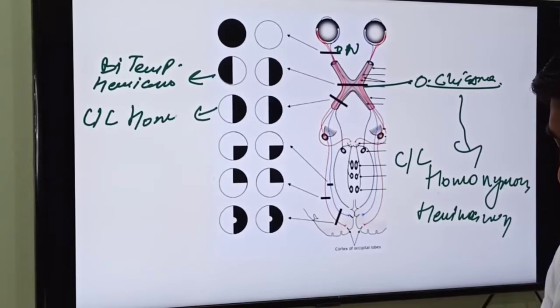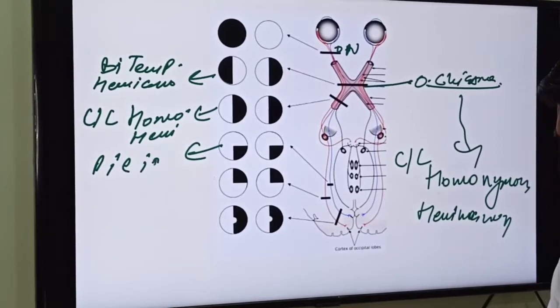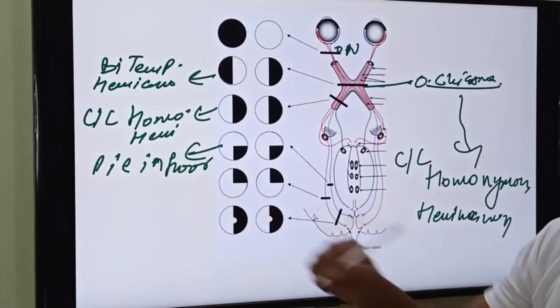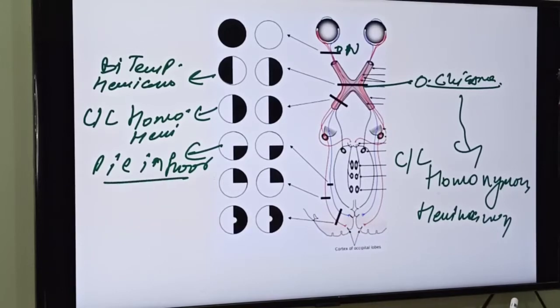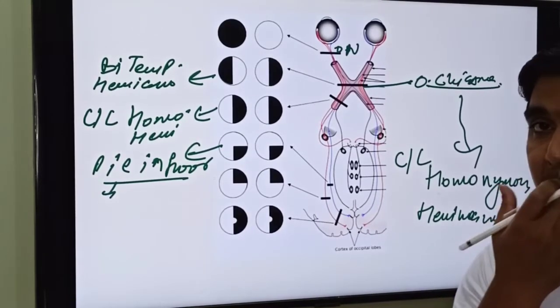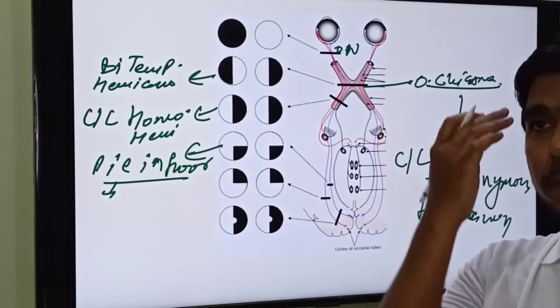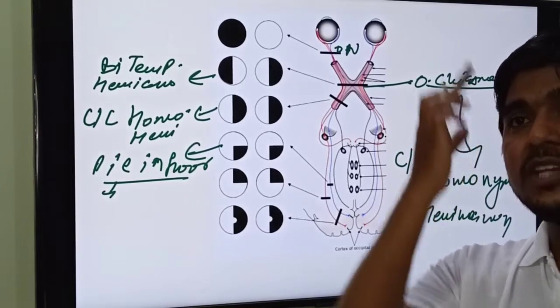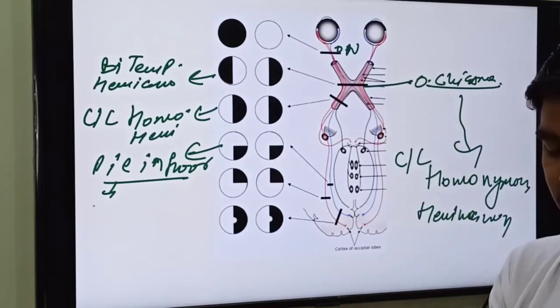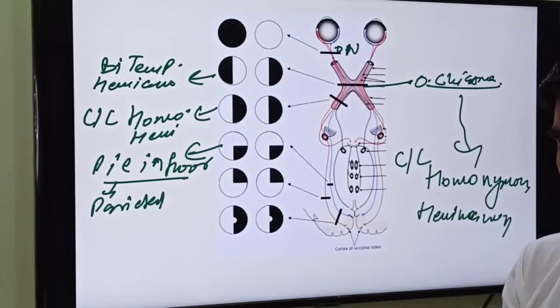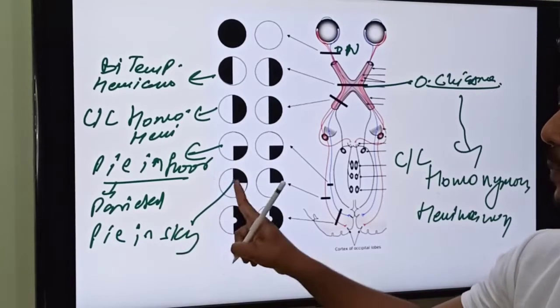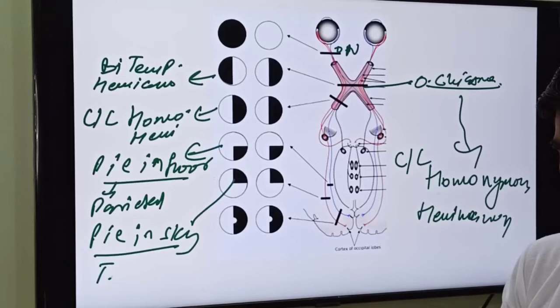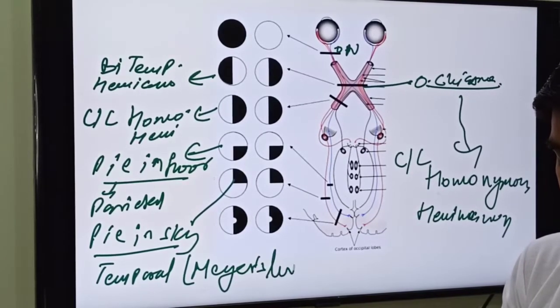Contralateral homonymous hemianopia. This is pie in the floor. Where is the lesion in pie in the floor? The patient cannot see the lower field, which means the lesion is in the upper lobe, that is the parietal lobe. Or this is called pie in the sky. So the lesion is in the temporal lobe, or also we can say Meyer's loop.